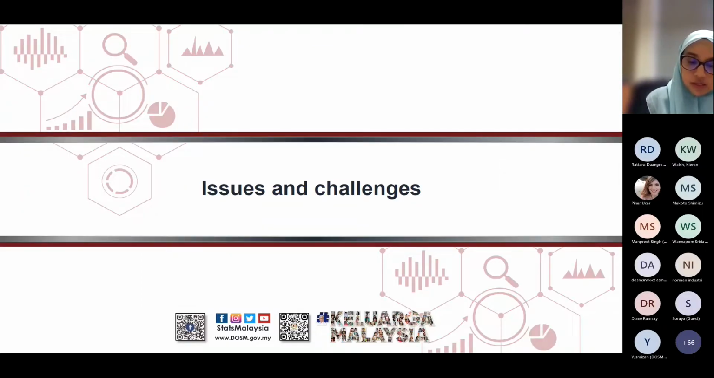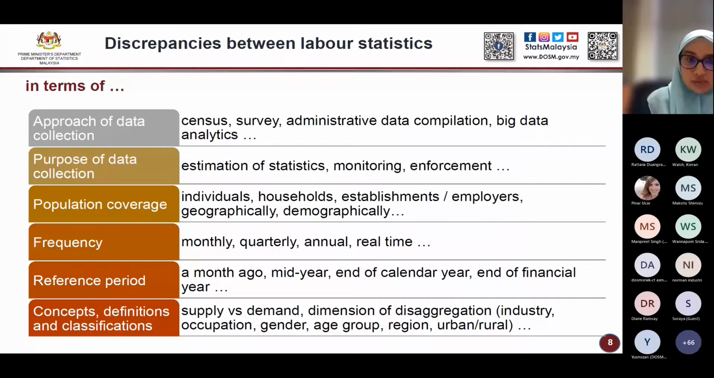Despite the frequency and granularity, we have over time encountered various gaps, issues, and challenges, which were either raised by users and stakeholders or from our own analysis and estimation of these statistics. So I can actually explain some of the discrepancies between the statistics produced by the National Statistical Office and other administrative records, which are often observed in terms of approach of data collection. So basically, because we have census, survey, administrative data compilation, and big data analytics.